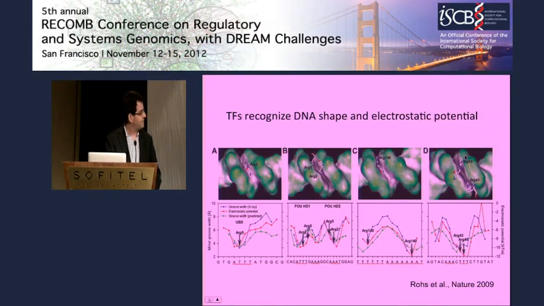And what we found here is, first of all, DNA shape is very often already present before the protein binds. So it's an intrinsic property that is recognized by the protein. And in addition, minor groove width or DNA shape correlates highly with electrostatic potential in the minor groove.